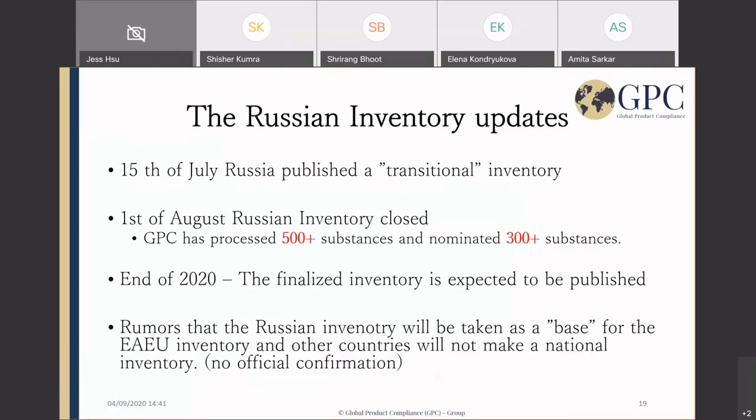And there are also rumors that the Russian inventory will be taken as a base for the EAE inventory, since, as I said before, no other countries have yet started doing their inventories. And since Russia is the biggest market, they might just skip having national inventories for other countries and use the Russian one as the base to form the EAE inventory. However, unfortunately, there is no official confirmation of that information yet.